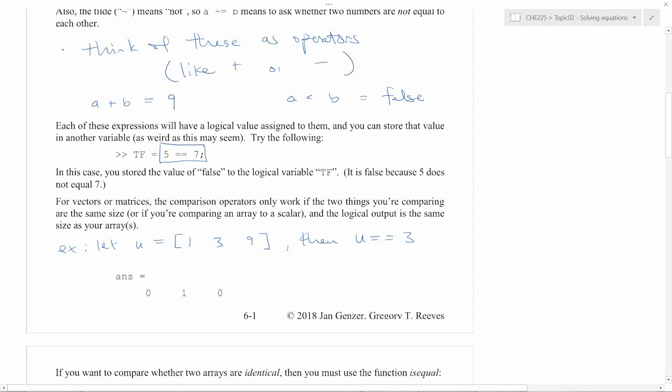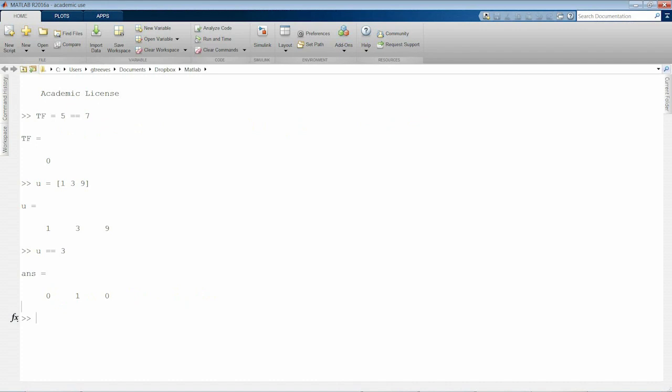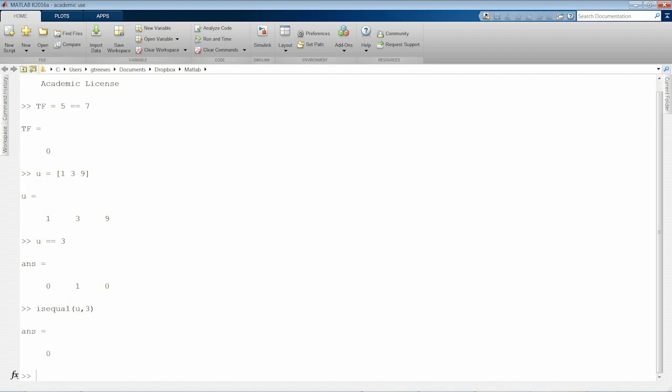two row vectors. So for example, let v equal 1, 4, 9. If you want to compare whether two arrays are identical, is all of u equal to 3? Or is all of u equal to this row vector v, which I just wrote down? Then you use the function isequal. So instead of u equals 3, if you wanted to ask that question, is the whole thing of u equal to 3, you say isequal(u, 3). And when you hit enter, it'll say no, u is not equal to 3.